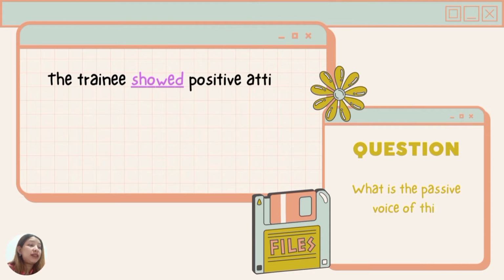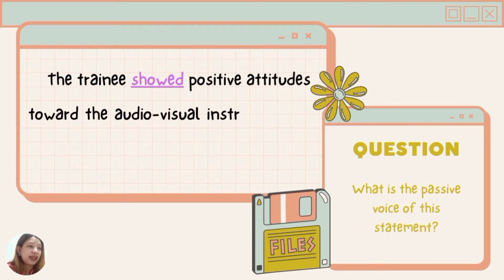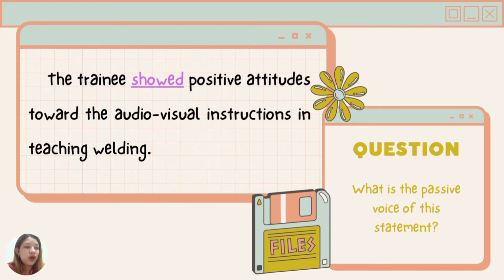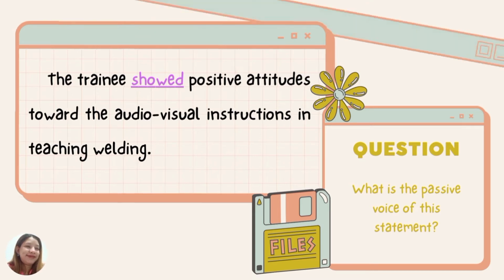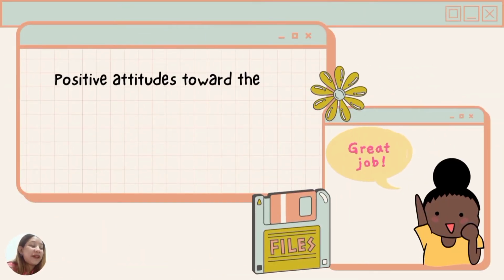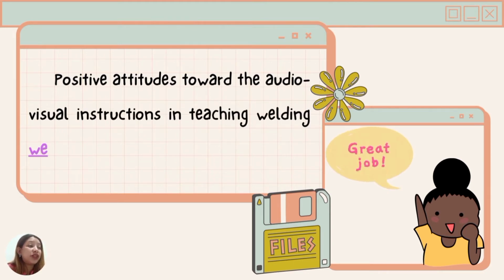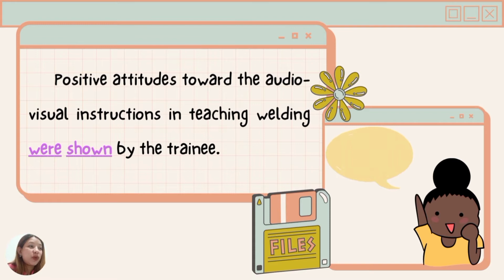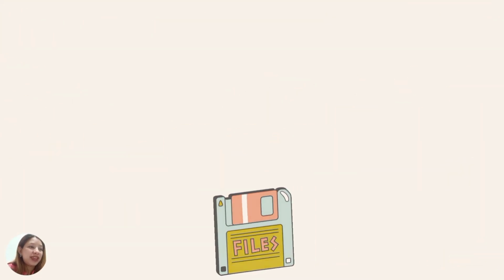The trainee showed positive attitudes toward the audiovisual instructions in teaching welding. The verb in this sentence is showed. What is the passive voice of this statement? You got it correct. The correct answer is positive attitudes toward the audiovisual instructions in teaching welding were shown by the trainee.